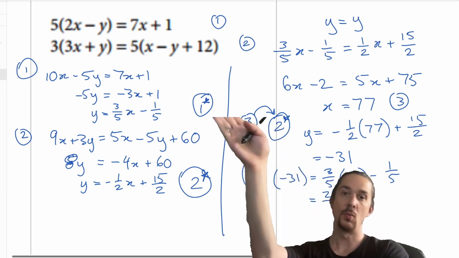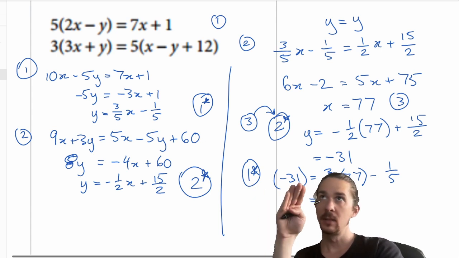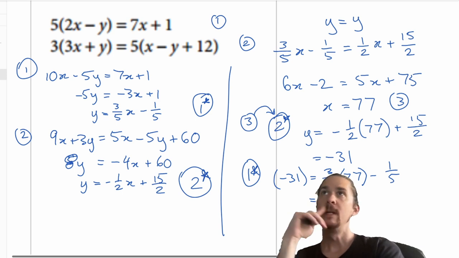Let's check our working systematically. Firstly, have we got the right 1 star? So 10x minus 5y equals 7x plus 1. Subtract 10x from both sides. Divide both sides by negative 5. Good. Okay, I'm happy with that. 1 star is correct.